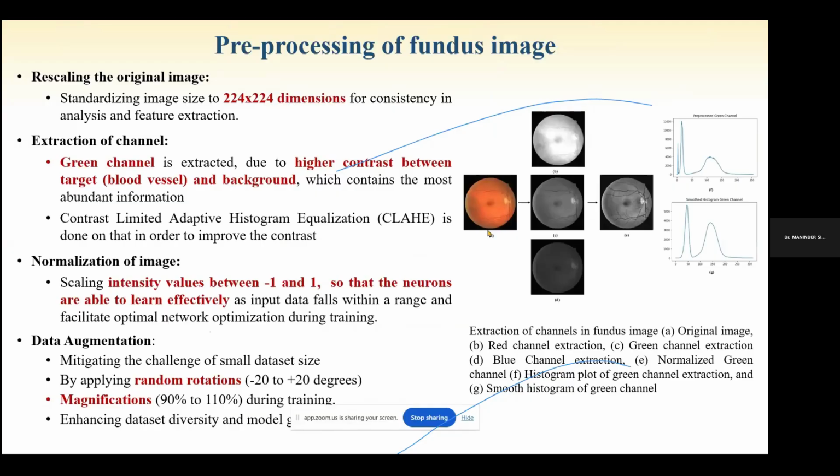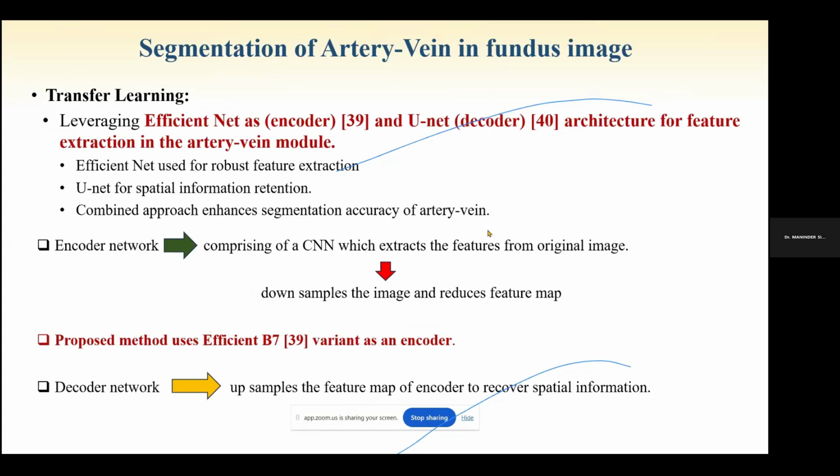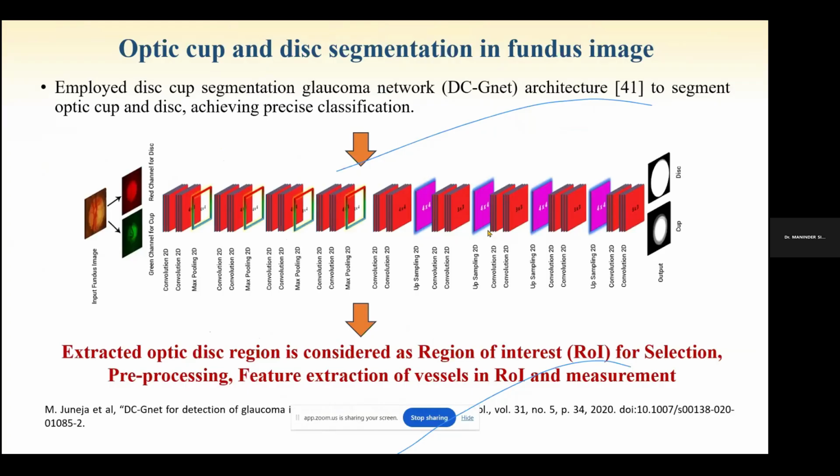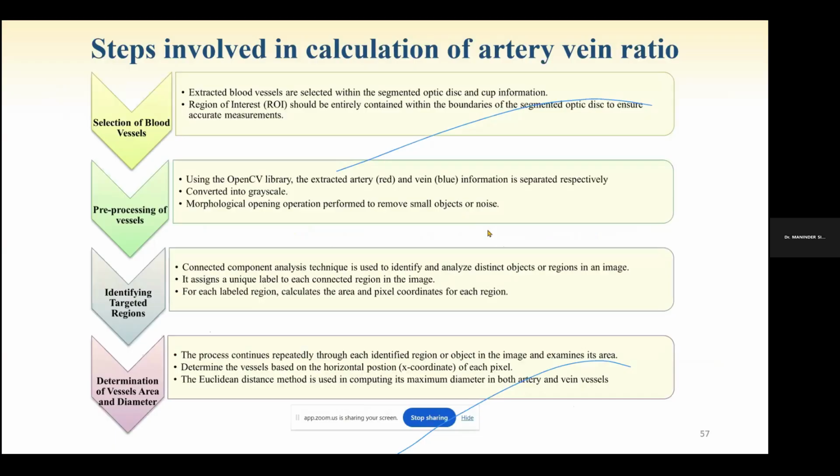So these are the normal steps which we did for pre-processing, and then segmentation went through EfficientNet and U-Net as a decoder. So it is a hybrid model we basically used, with EfficientNet-B7 and U-Net, to obtain the artery and vein. Moreover, for the optic cup and disc, we used the existing DCG-Net, and these are some of the steps we involved, like selection of blood vessels and then pre-processing of vessels. Moreover, we targeted the important regions and then determined the vessel area and diameter.